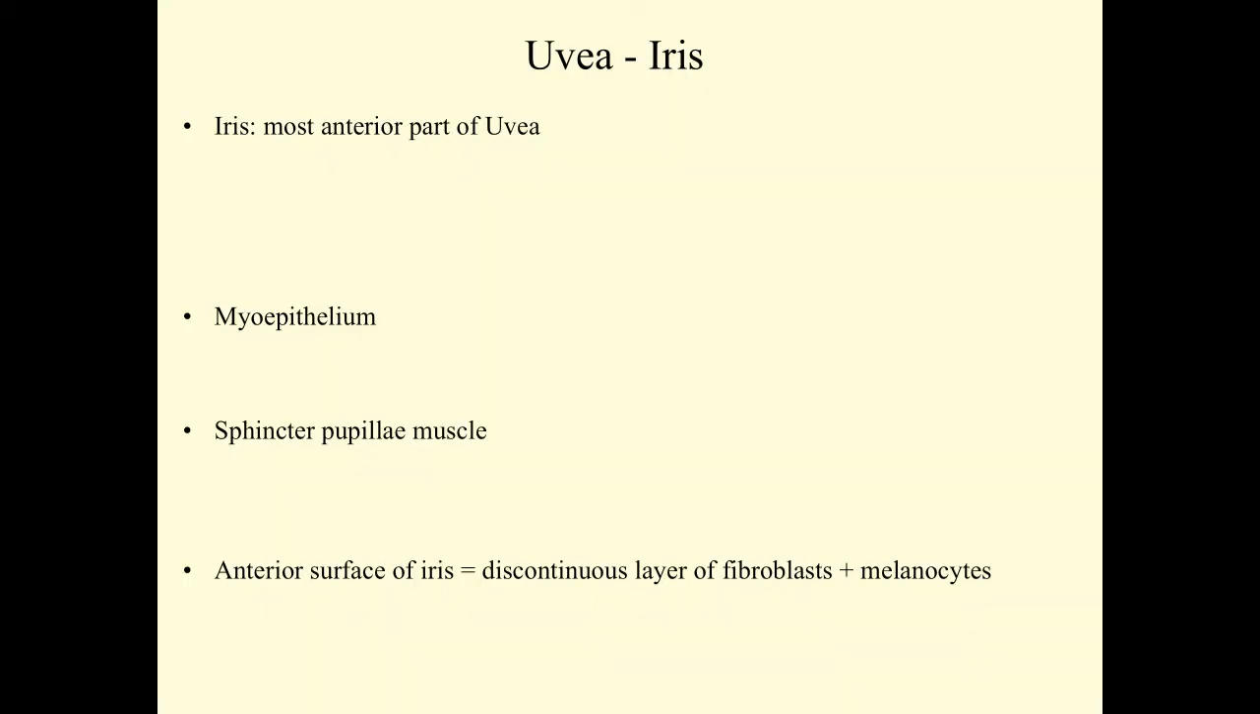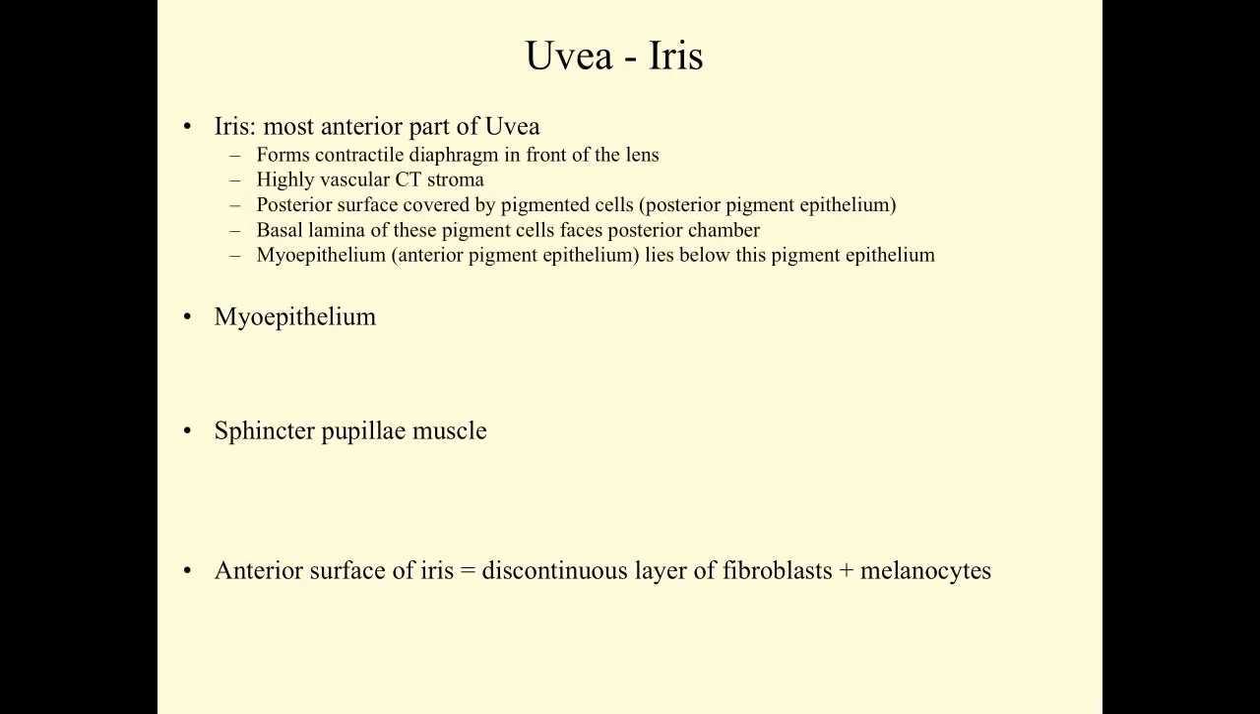The iris is the most anterior part of the uvea. It forms a contractile diaphragm in front of the lens. It's got a highly vascular connective tissue stroma. The posterior surface of the iris is covered by pigmented cells, the so-called posterior pigment epithelium. The basal lamina of these pigment cells faces the posterior chamber. The anterior pigment epithelium is essentially a myoepithelium. It lies below this pigment epithelium.